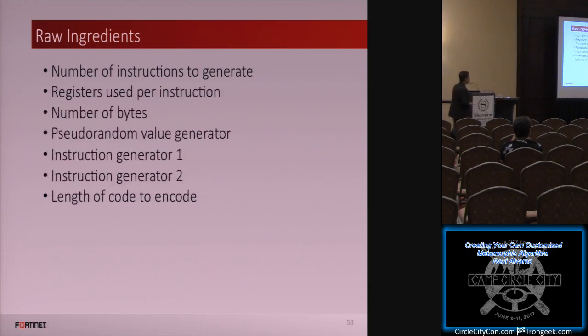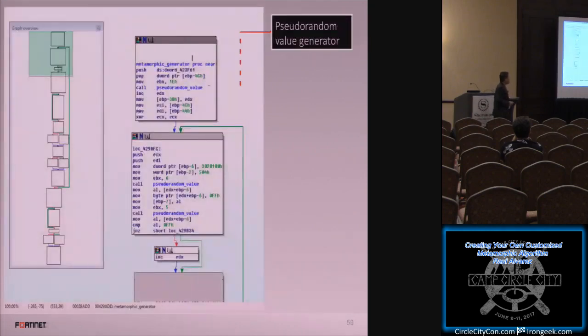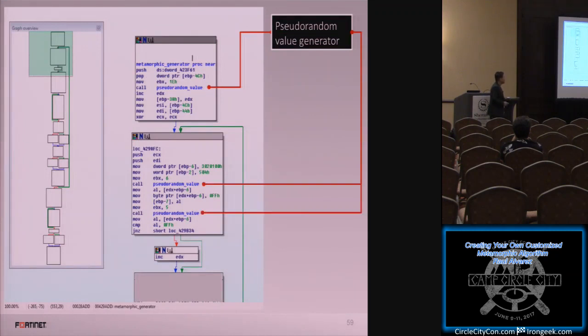Okay, it uses a different number of instructions. For registers used per instruction, it changes EAX, EBX, and so on and so forth. And then it has its own instruction generator, generator 2, then the length of code to encode. If you're going to look at this one, this is in IDA.